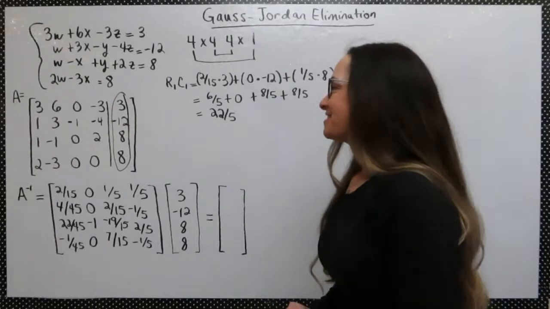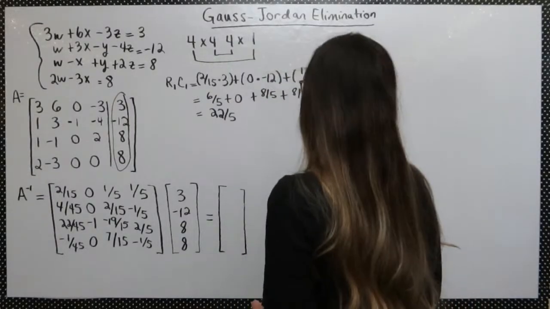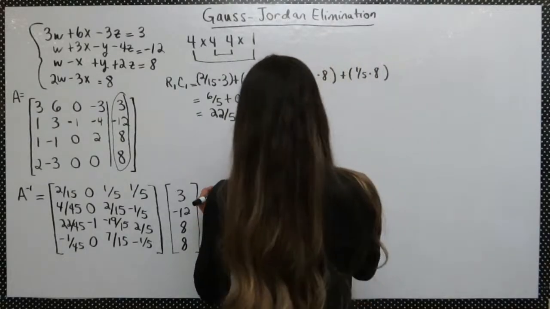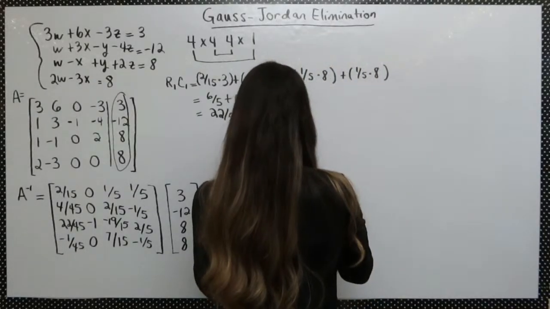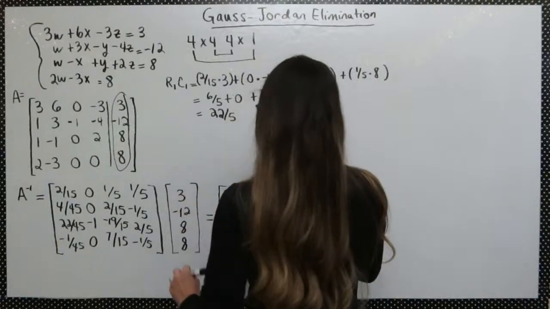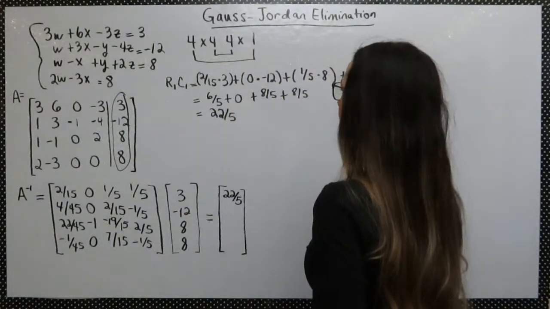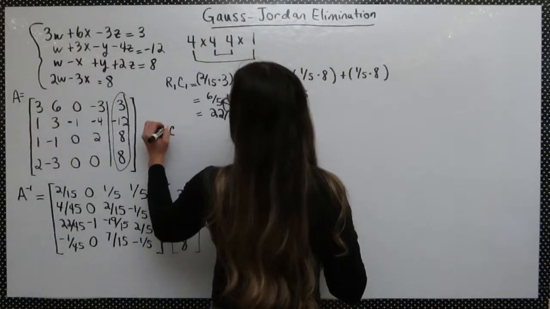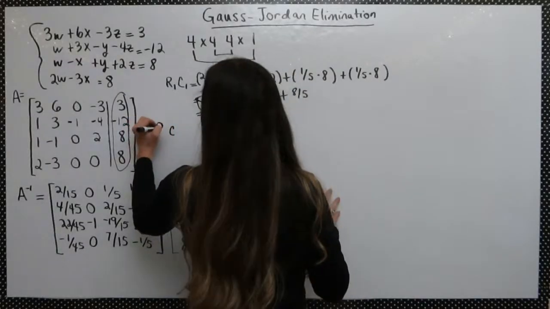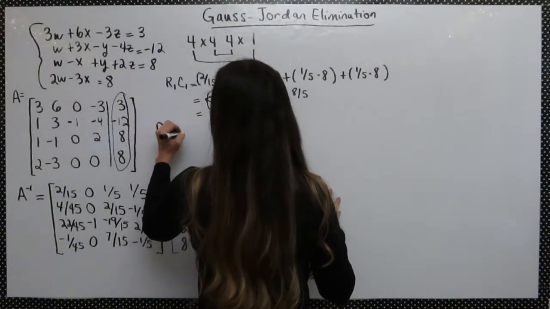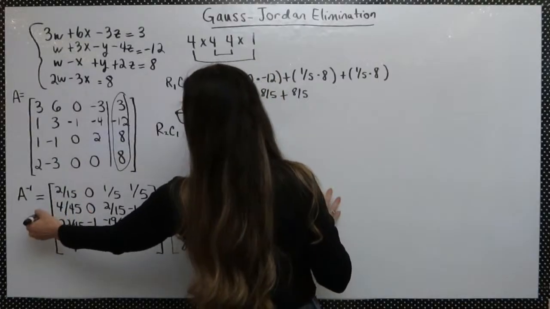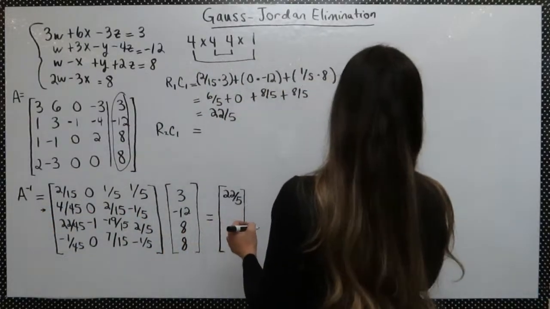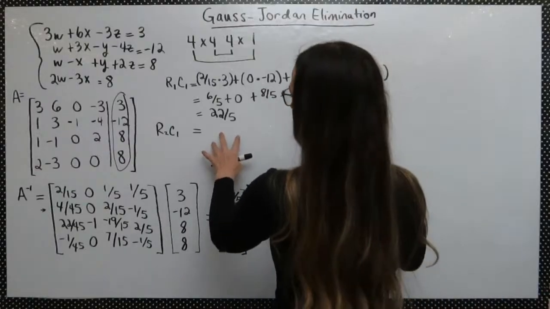Everybody has their challenges. All right, so this first value, row 1, column 1, is 22/5. We'll just put that here because that's our first solution. And then we've got row 2, column 1. So it's this row now times this column. And where are we going to put this? We'll put it right here. I guess we'll have room.